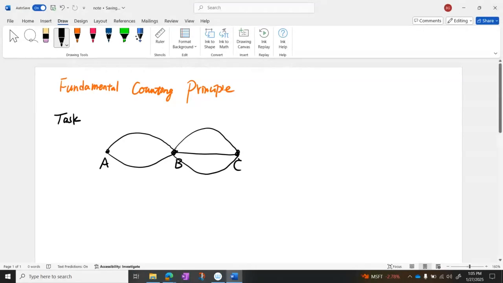Question here is, to complete the task, drive from A to C, passing through B, how many different ways do you have? How many different routes do you have? Go from A to C, passing through B. Please do not tell me 5. Think about it.